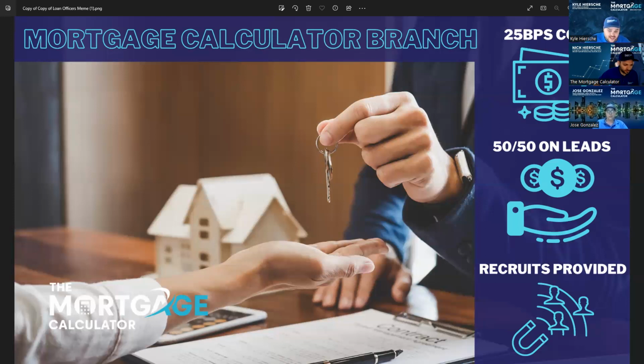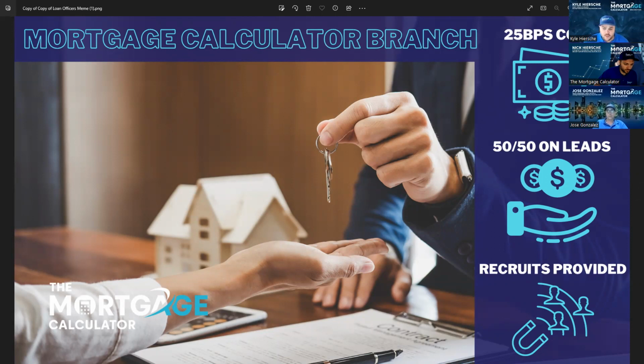So there actually is a recruiting incentive to make extra revenue from all loan officers recruited. We can provide you with the recruits, and this is what you're going to make here: 25 basis points and a 50-50 split on the leads. But you can also recruit people on top of that to make a little bit of extra revenue on top of what we're already providing.